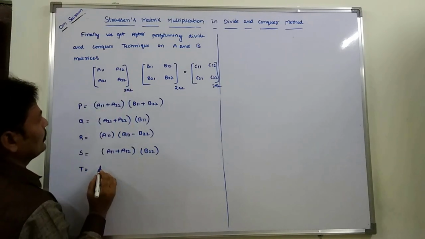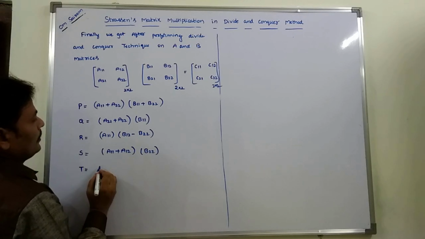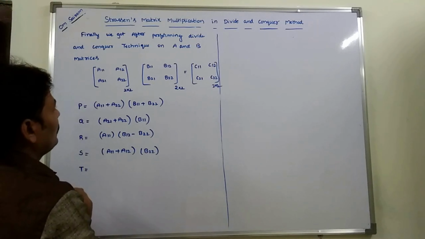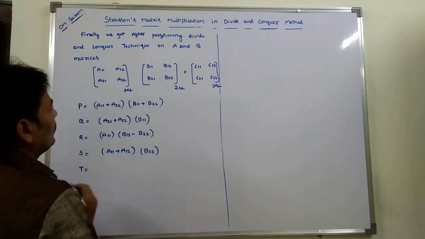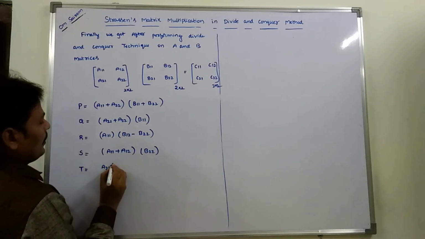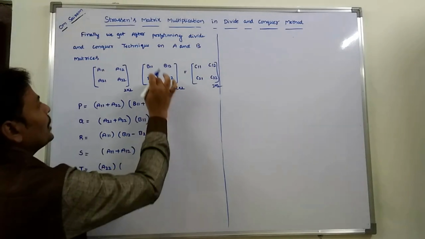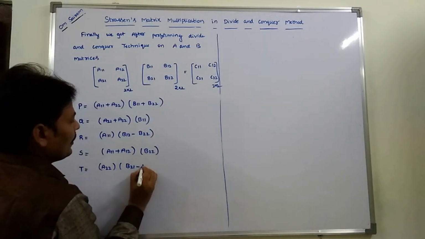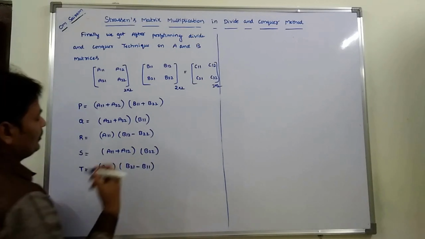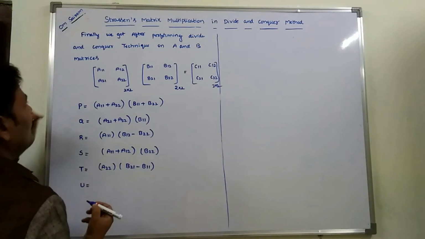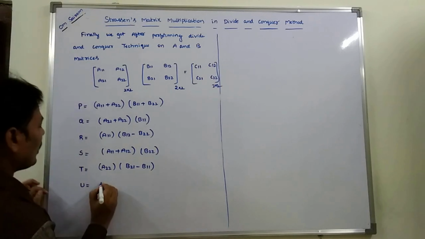Next, T is equal to A22, then B21 minus B11.